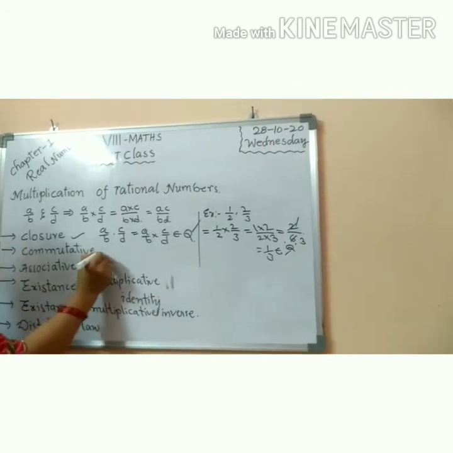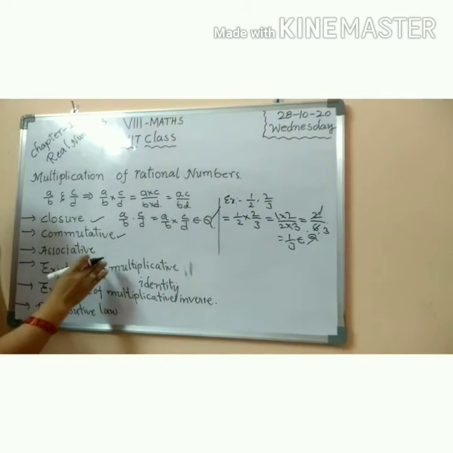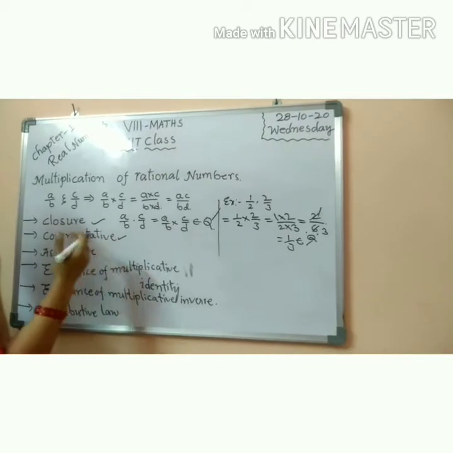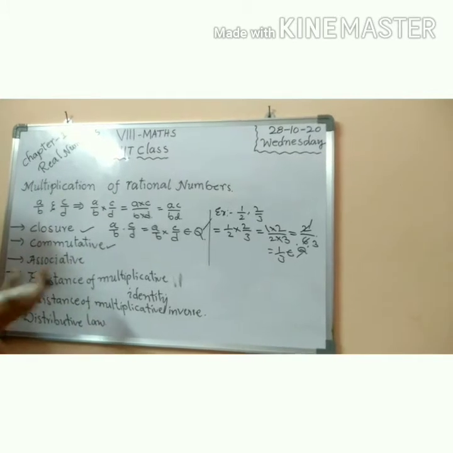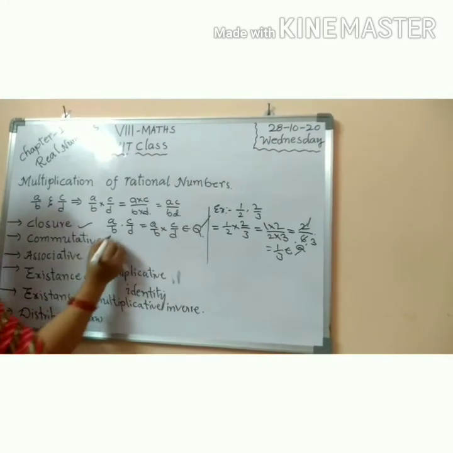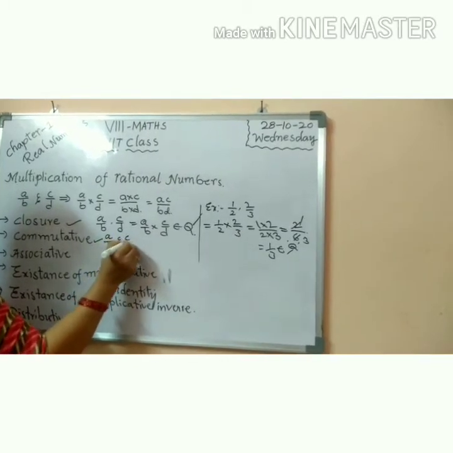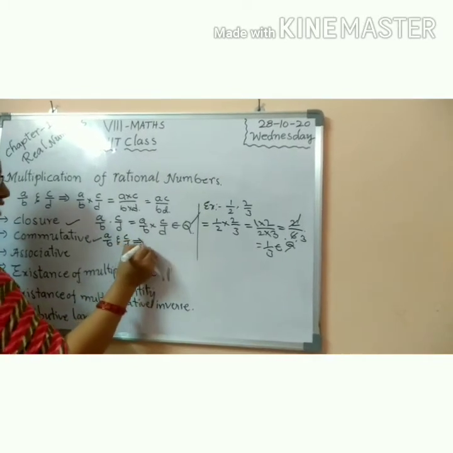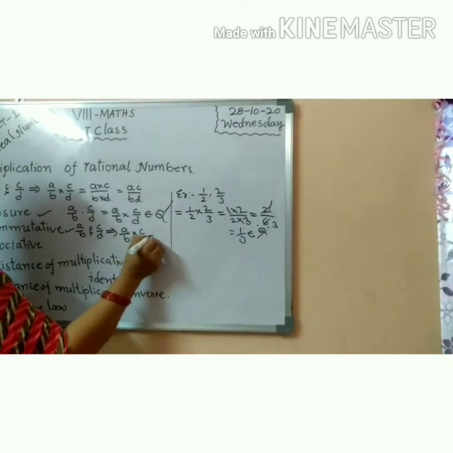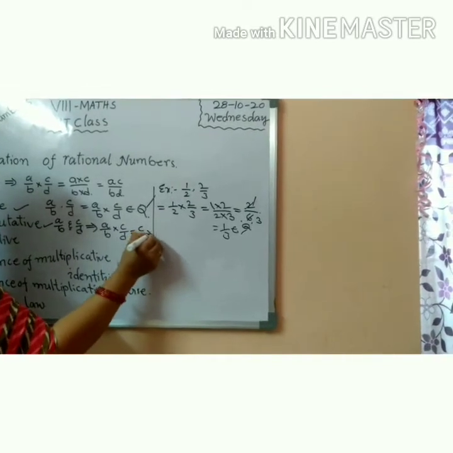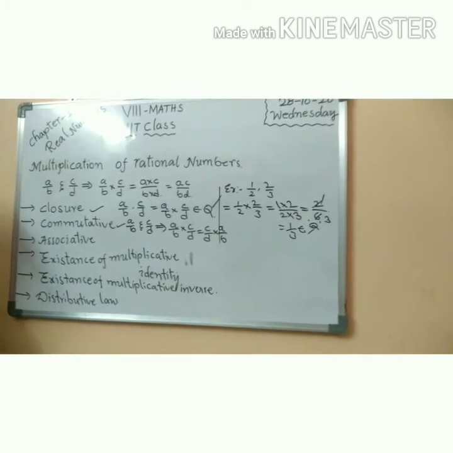Next one is the commutative property. Two rational numbers can be multiplied in any order. For any two rational numbers, a by b and c by d, a by b into c by d is equal to c by d into a by b. What is the rule?